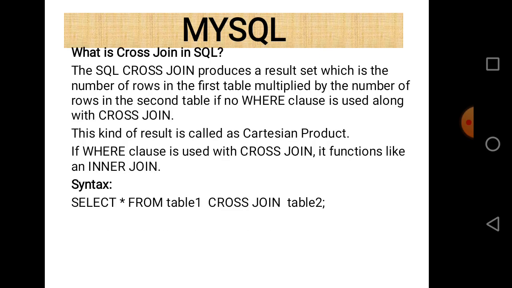And last one is cross join. So cross join is basically the Cartesian product of two tables. The SQL cross join produces a result set which is the number of rows in the first table multiplied by the number of rows in the second table. If no where clause is used with cross join, this kind of result is called a Cartesian product. So just to perform a Cartesian product, you can write the cross join keyword. Just write select star from table 1 cross join table 2, and the Cartesian product of both these two tables will appear as a result on your screen.